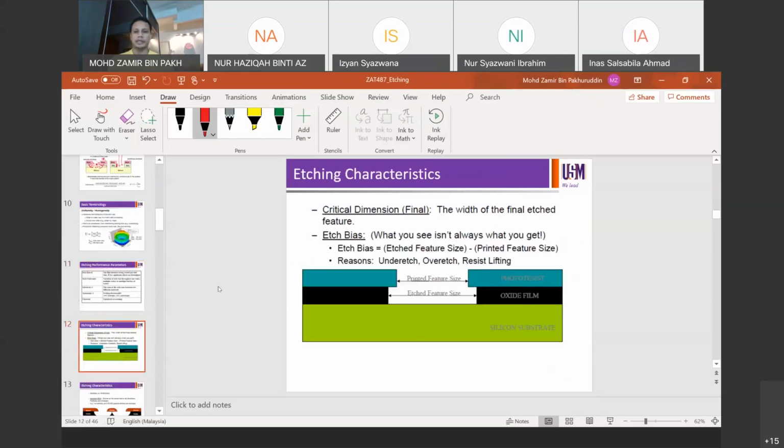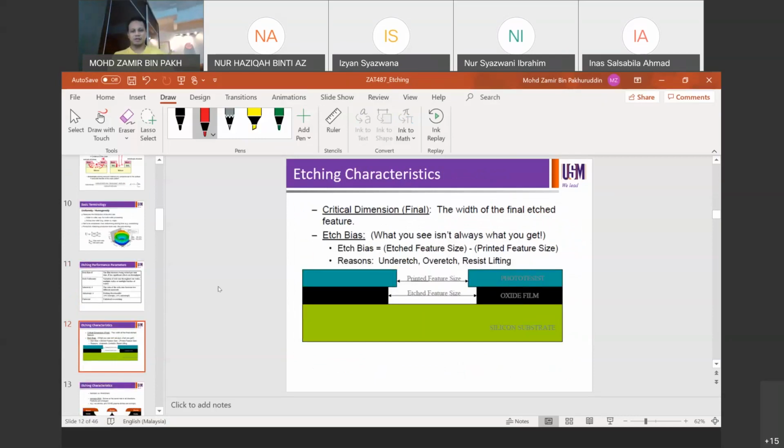All right, etching characteristics. We discussed yesterday that the CD that we printed in the CED, we call it DICD, or Developed Inspection CD. And the CD that we have after the etching is called what? Oh, what is it called again?